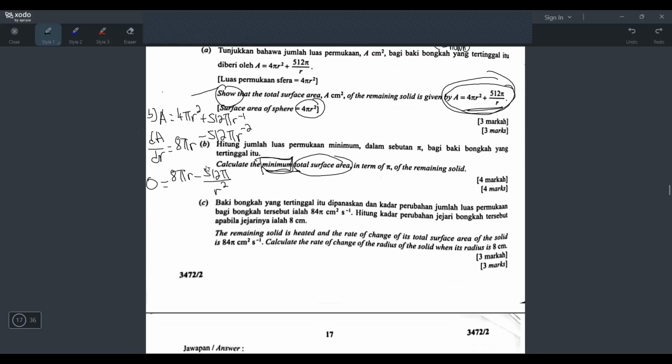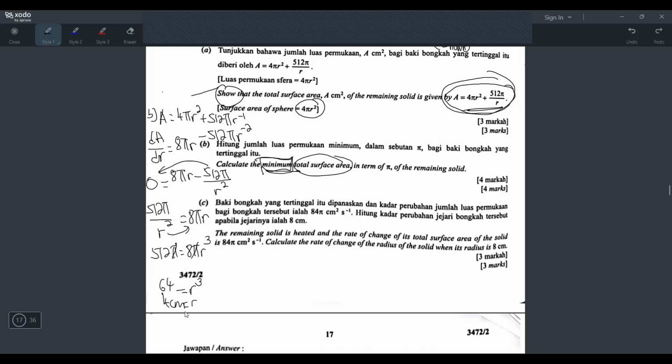The negative 512 pi, I can move over here to become positive 512 pi over r square equals 8 pi r. And then r square can move up and become multiplication. So 512 pi becomes 8 pi r power 3. Pi and pi cancel. So r power 3 equals 512 divide 8, which is 64. So you can find your r, cube root of 64, which is 4. So the r is 4 cm.